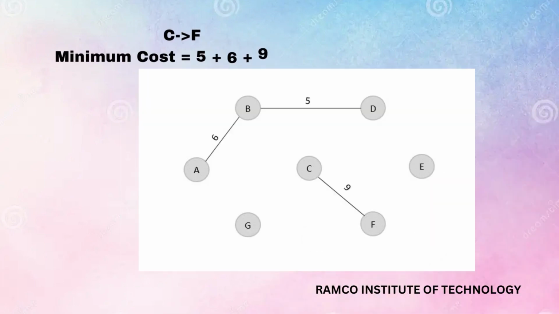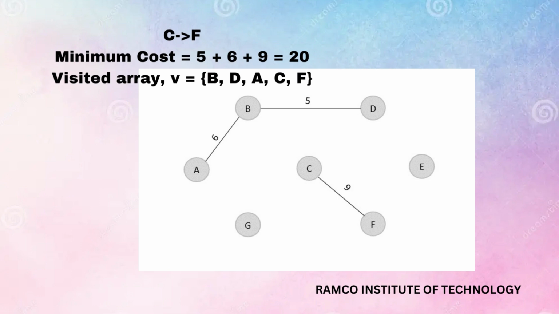The next least cost edge is C to F with a weight 9. So add it to the output graph. So this C to F is added into the minimum spanning tree. Then the vertices C, F are added to the visited array. So the visited array contains B, D, A, C, F. So the minimum cost is 5 plus 6 plus 9 is equal to 20.